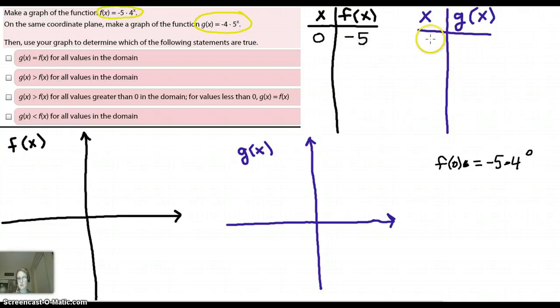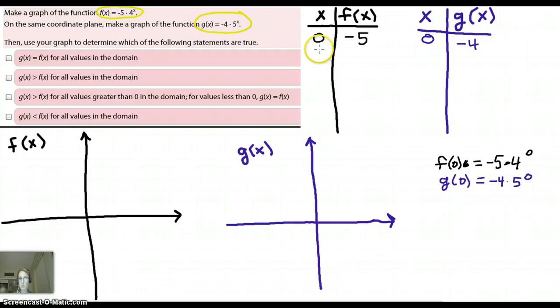Now let's plug 0 in here for g of x. And we get that g of 0 is equal to negative 4 times 5 to the 0 power. We're just putting a 0 in where the x is. And we know anything to the 0 power is 1, so g of 0 is negative 4 times 1, which will just leave us negative 4. Okay, I'll do a couple more here with you, and then we'll graph them.